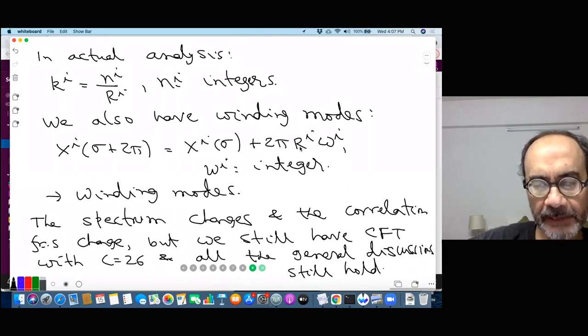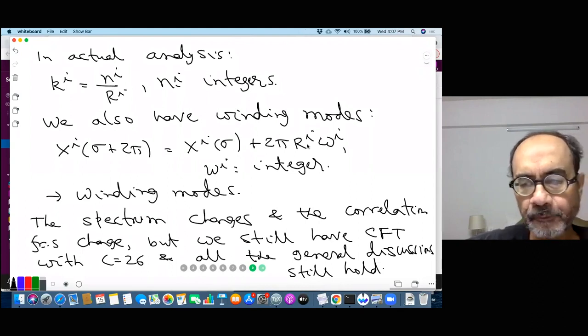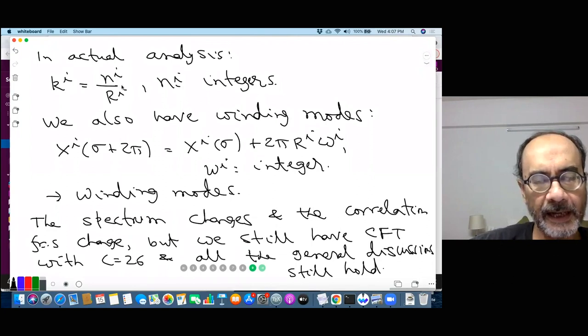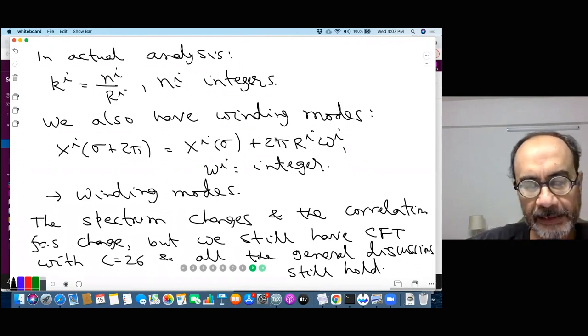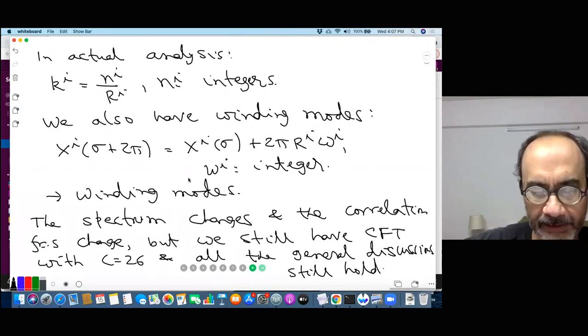You can show that the spectrum is symmetric. You can already see the spectrum has this symmetry because if you exchange n_i and w_i, and R_i to 1 over R_i, it's not fully visible here, but it is something you can show. Then the spectrum doesn't change. In fact, you can show the interactions also don't change. So that's a symmetry which is called T-duality. But I'm not going to discuss this any further.